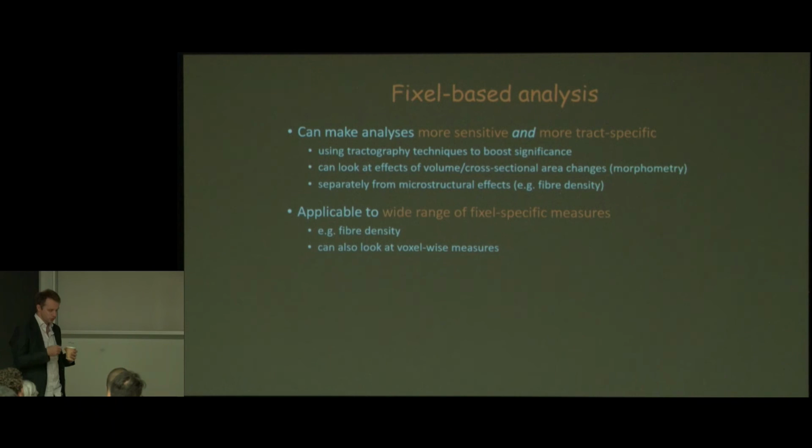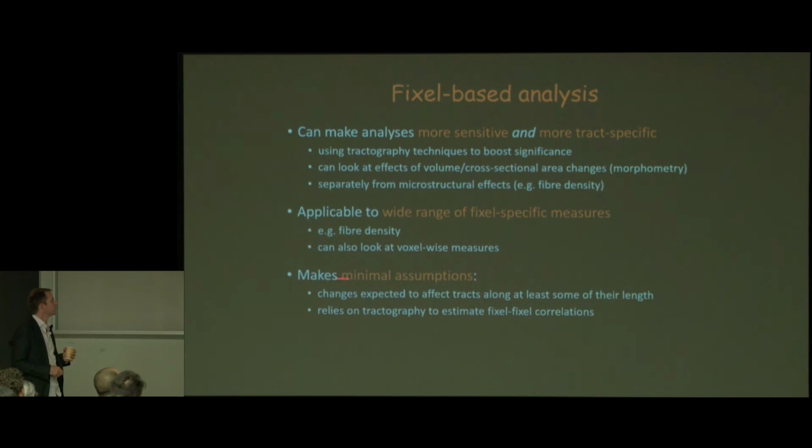I've mentioned just the ones that we use ourselves, which is apparent fiber density. But you can also look at other voxel-wise measures derived from different models if you want to. There's nothing that stops you from doing that. And it makes what we think are minimal assumptions. We just expect changes to be along the tracts, at least for some of their lengths, so that we have this enhancement along the tracts. And we rely on the tractography to estimate these fixel-fixel correlations. So that's about as far as the assumptions go for that particular framework. And with that, we get some good statistical power using these methods.